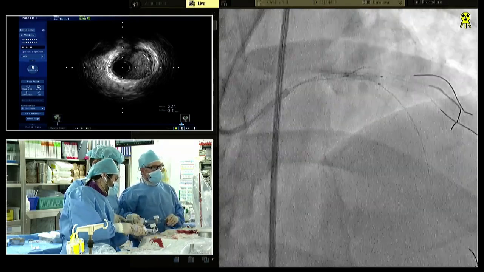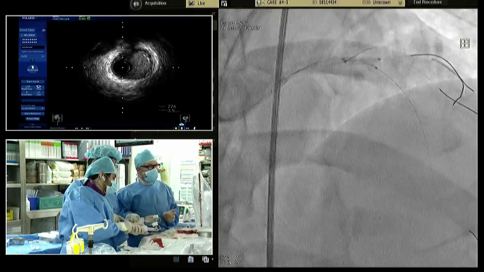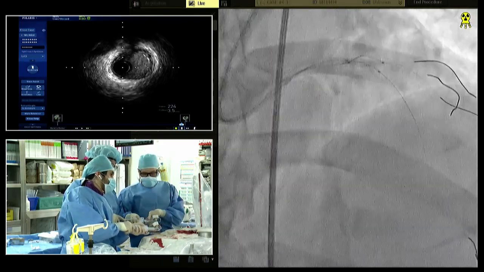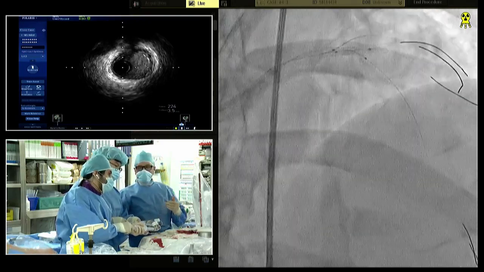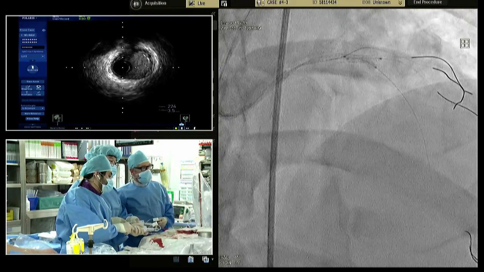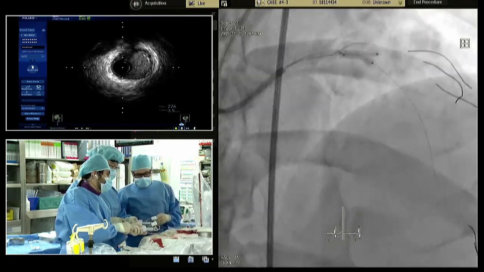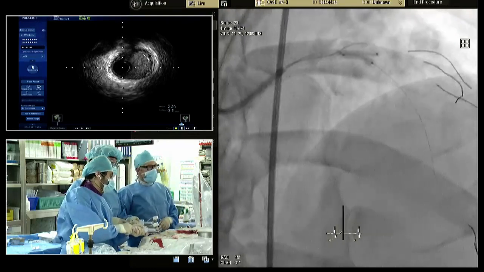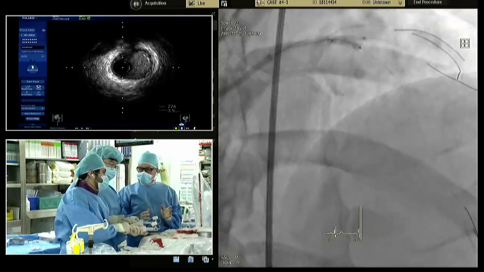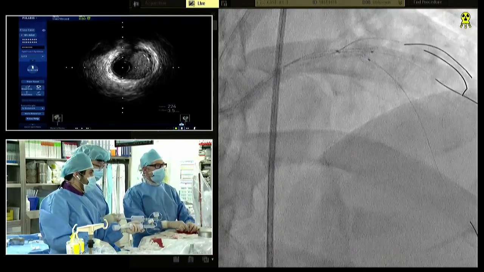So in the bench, when you do a kissing balloon inflation, you have better results in the bench. In the patient, we don't know. We have better results. Okay, inflate the other one. 10. We have better results when we start by inflating the side branch, then the main. You can go to 12. It's okay. 12 on 12. Okay. And then deflation at the same time. Okay. 1, 2, 3. Okay. Perfect.